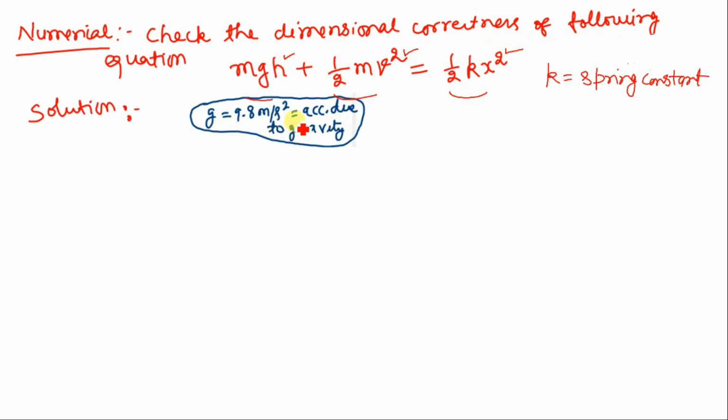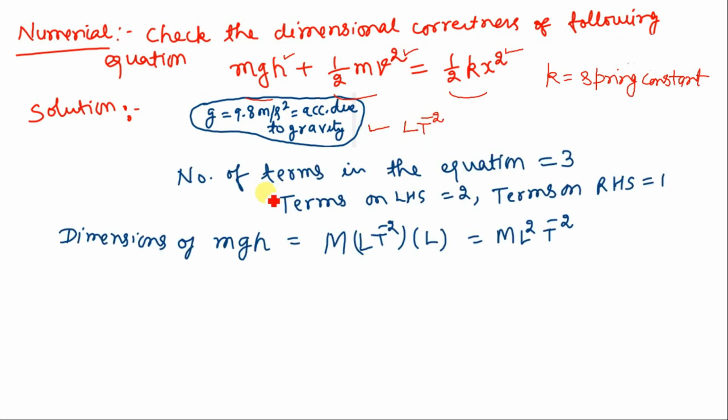So g is nothing but the acceleration due to gravity. So for us, its dimension will be LT minus 2. So as I have told earlier, the total number of terms is 3. The number of terms on the left hand side of the equation is 2, and the number of terms on the right hand side of the equation is 1.